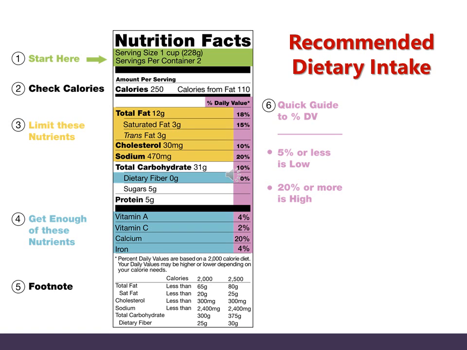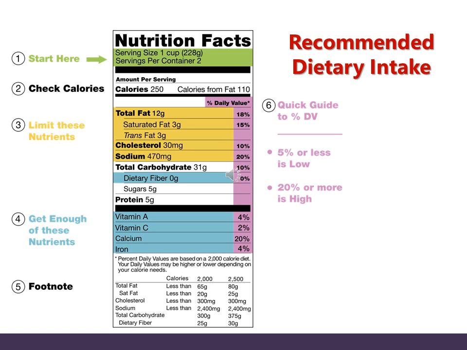Now, when you move to the lower information, you are now checking for the calories. And I want you to observe, the calories per serving is 250 calories. So the food that you bought contains 250 calories per serving. Now, I want you to go a little lower.